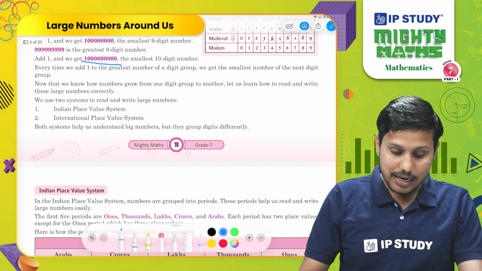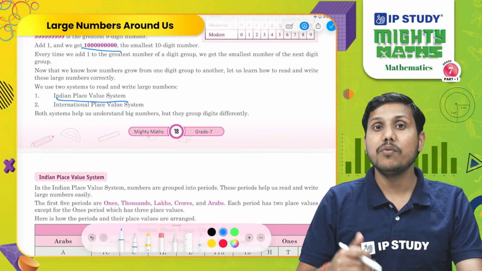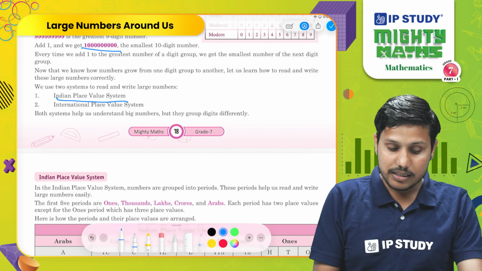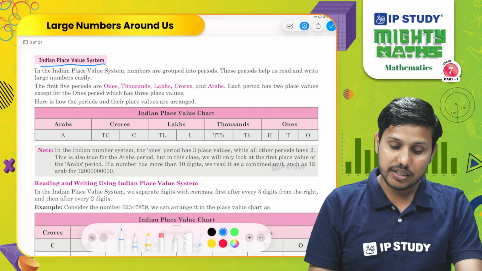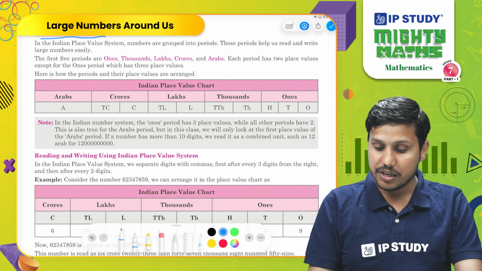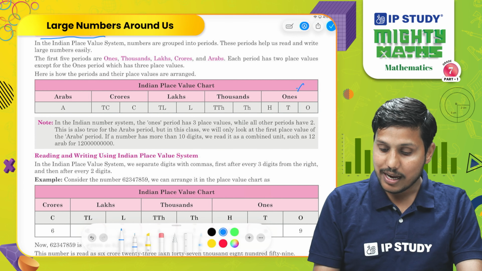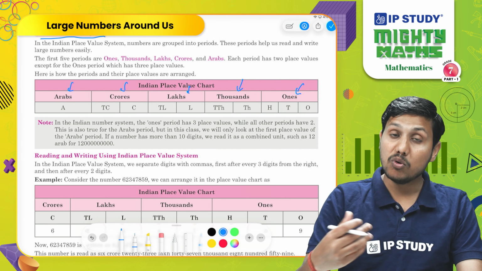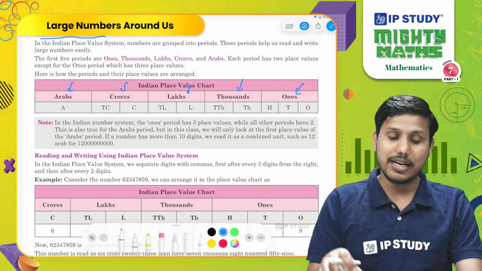So let's understand how to read using the Indian place value system. Later on, we'll understand how to read it using the international place value system. But first of all, let us see the Indian place value system. Numbers can be read and written using this system. This system divides numbers into periods, and each period has 3 or 2 place values. Like we have ones as 1 period, then thousands, then lakh, then crores, and then arabs. We have more than arabs also, but for this grade, we'll understand till arab only.